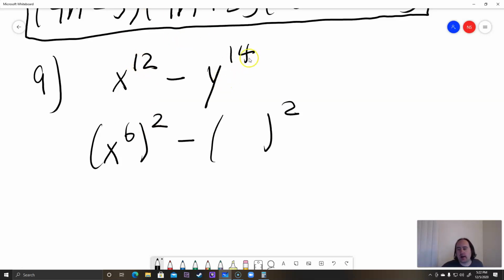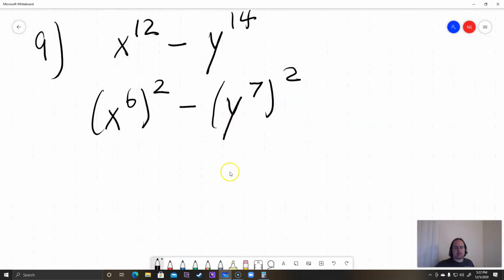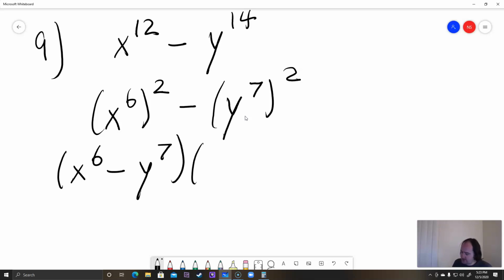And then we do the same thing for y. So we have to have a y here. And then this number times 2 has to give me 14. So what number times 2 is 14? 7, right? Just from your times tables. So we got y to the 7, times 2 is y to the 14. So you should have x to the 6th squared minus y to the 7th squared. And that was the tricky part, is just rewriting it. But now that we have it rewritten, we can write it as the first thing minus the second thing times the first thing plus the second thing. So this is going to be x to the 6th minus y to the 7th times x to the 6th plus y to the 7th.